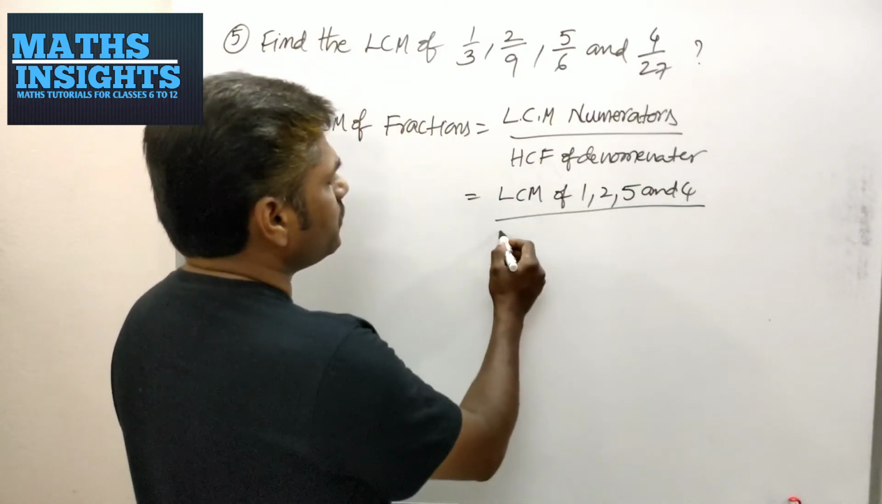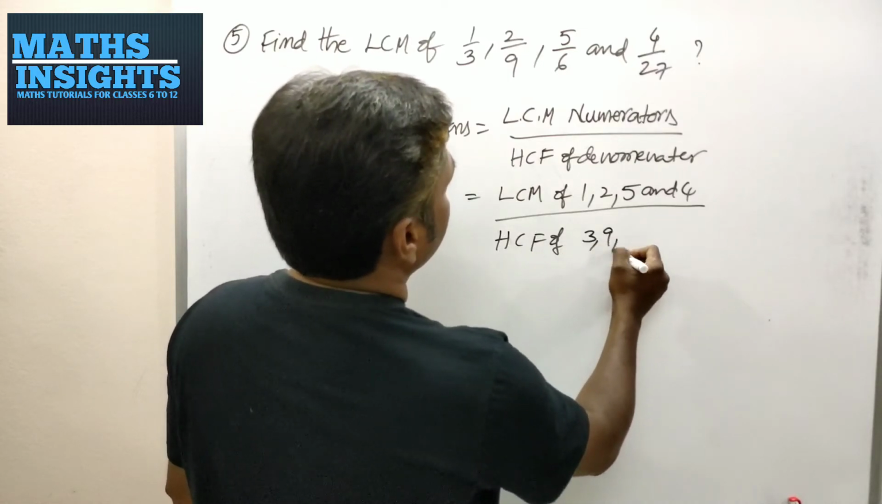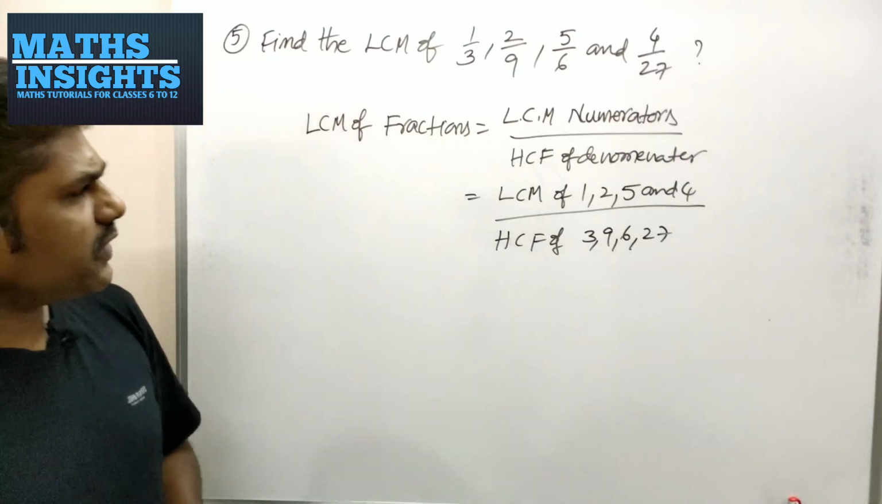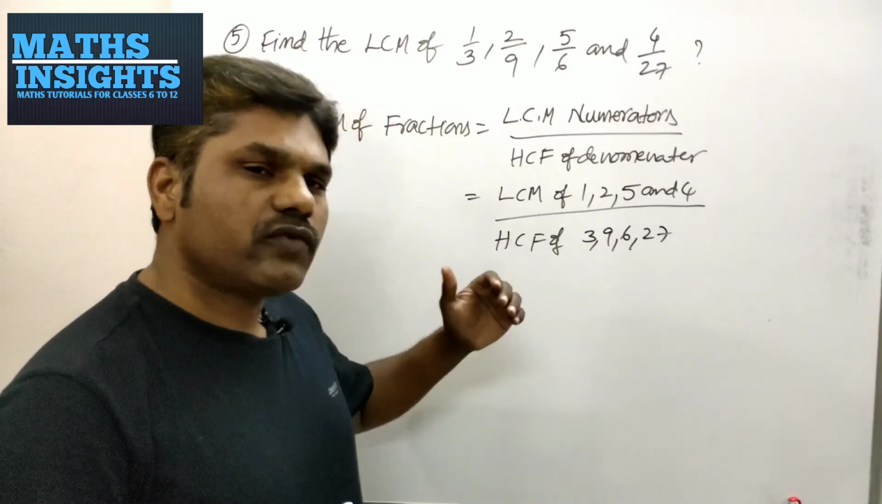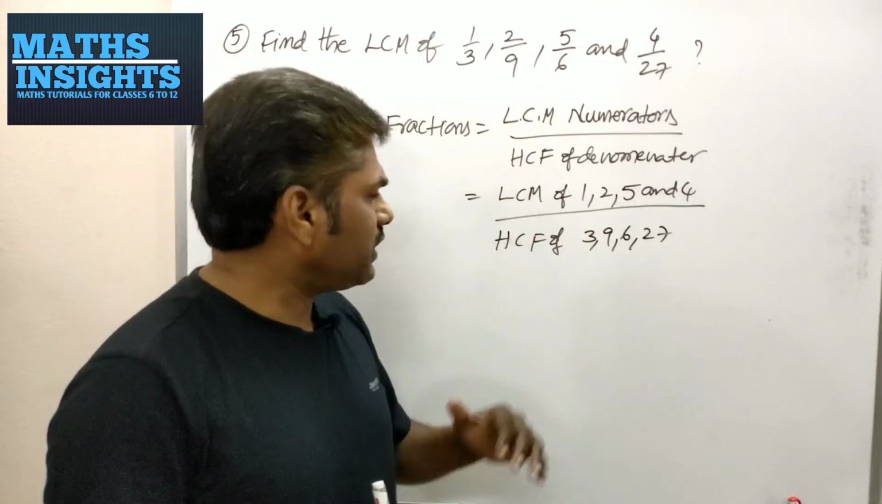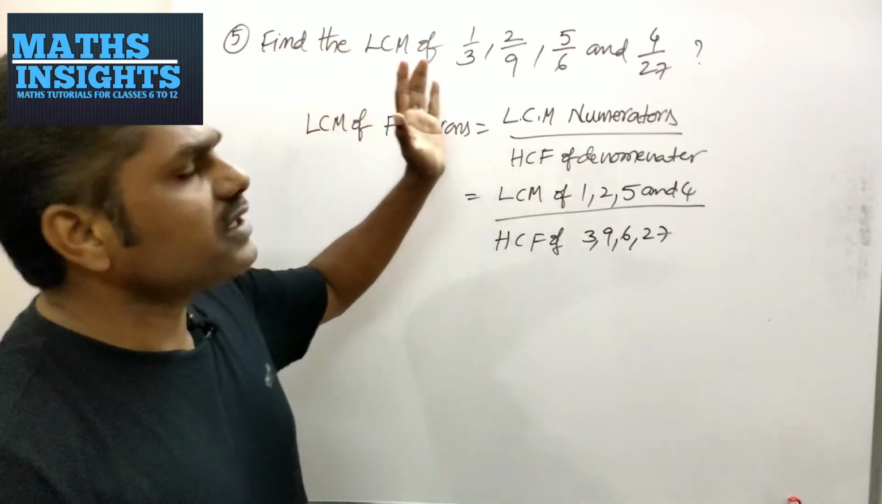and the HCF of 3, 9, 6, 27. You have to follow the same methodology as we followed in the previous problems to find the LCM and HCF. Then that will be the answer for this problem.